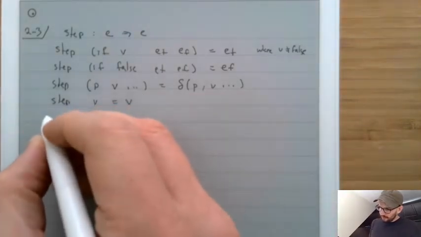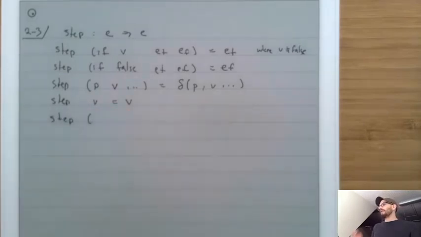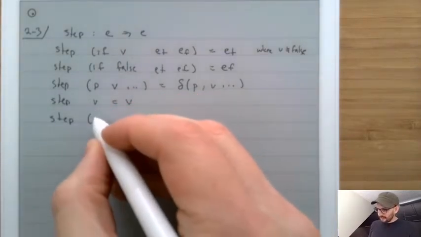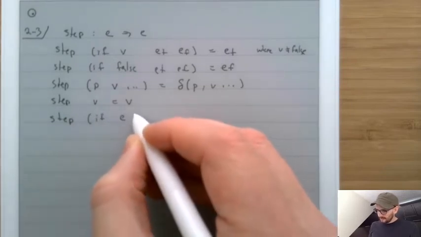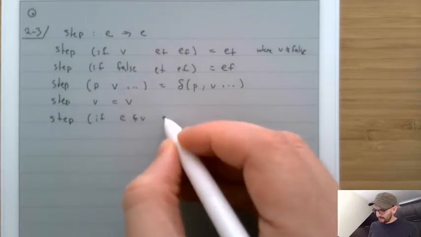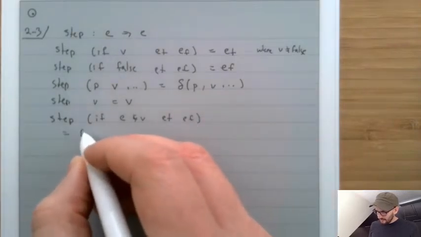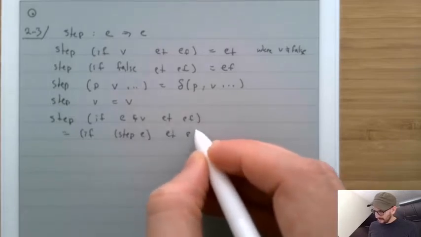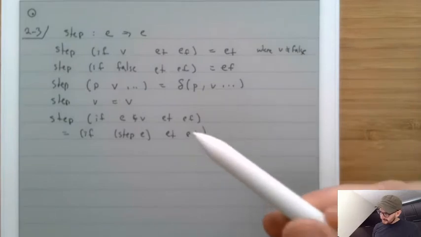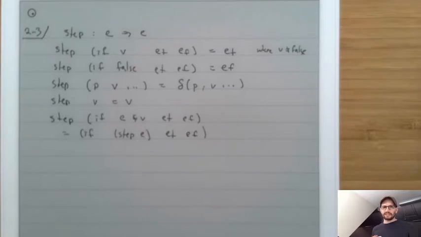Well, what we would do is we would write the following. We'd write down step of if e, where e is not a value, et, ef, is equal to if of step e, et, ef. And so the idea here is that if we get an if where that position right there is not a value, then we can call step on the inside.